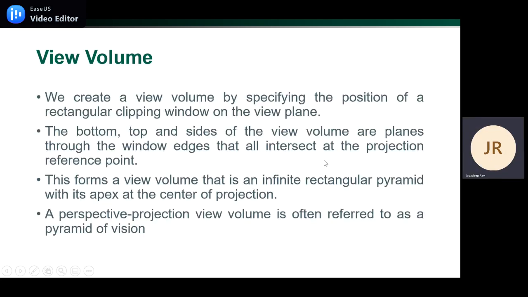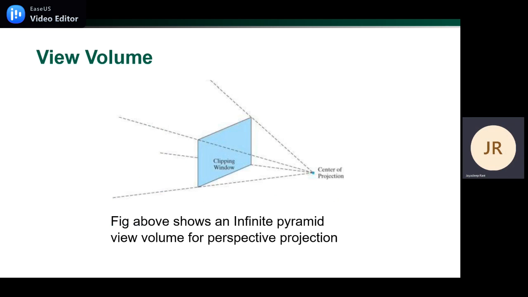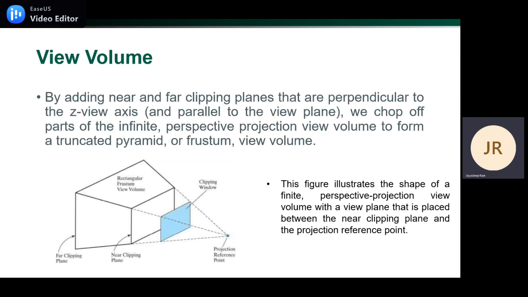This forms a view volume that is an infinite rectangular pyramid with its apex at the center of projection. It is also referred to as the pyramid of vision because it looks like a pyramid, a bent pyramid. The above figure shows the pyramid of view volume for perspective projection.